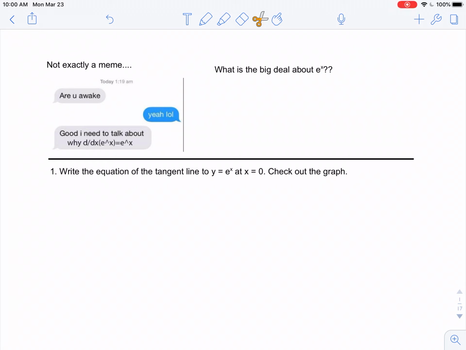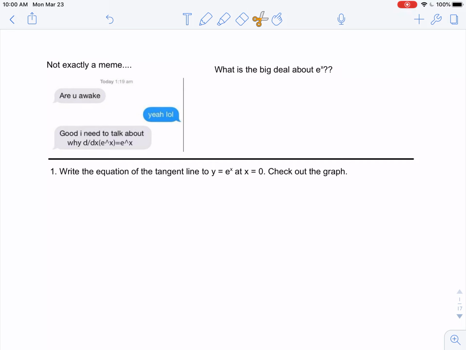All right, so we're going to start this out with not exactly a meme, but something I thought was kind of funny. It looks like text messages where one person says, "Are you awake?" The other person says, "Yeah, LOL." And the first person says, "Good. I need to talk about why d/dx of e to the x is e to the x."